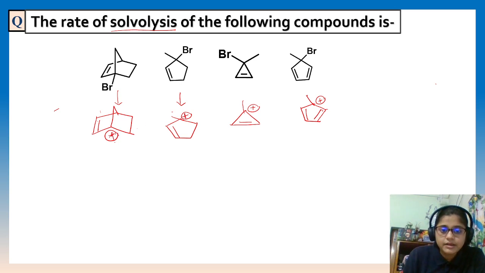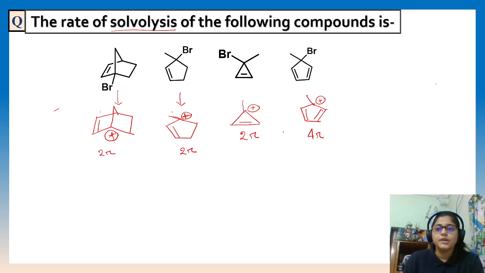Okay. So we have nothing more to do with solvolysis and SN1 here. We have to again consider aromaticity to check the stability of these four cations. First we have to see which is aromatic. We have to count pi electrons. Okay. So here 2 pi electrons. Here 4 pi electrons. Here 2 pi electrons again. Here 2 pi. Okay. So one is 4 pi, others are 2 pi. So 4 pi is anti-aromatic, least stable.